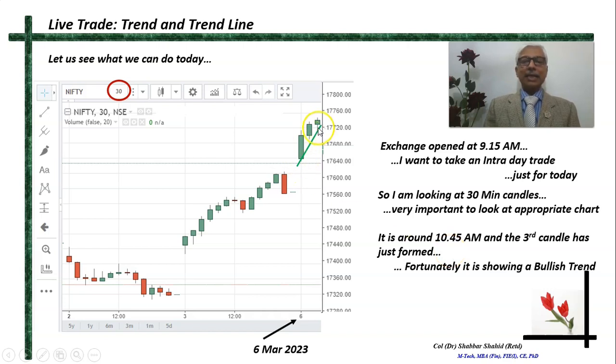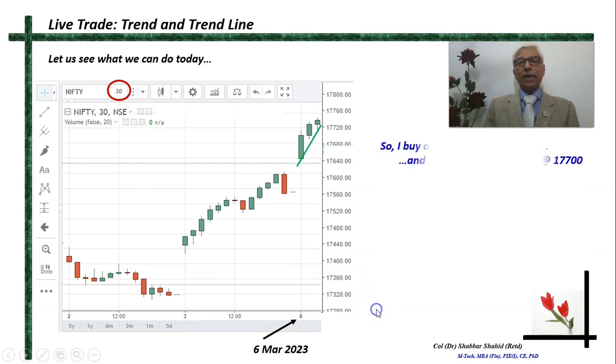and the third candle has just formed. This was the first candle of the day on 6th. This was the second candle. This is the third candle which has just formed, and fortunately it is showing a bullish trend. So therefore I have joined these 3 points, and as of now I can understand that the day is going to be strong. It is going to be an upward move during the day.